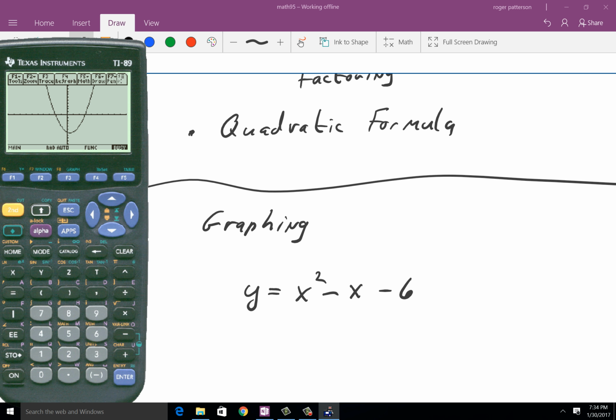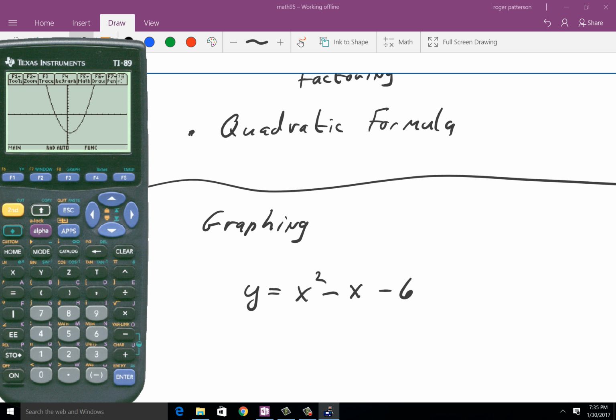Okay, so all these quadratics are going to give us a U shape. Whenever you see an x squared, you're going to get some type of a U-shaped graph. Either it's going to open up or it's going to open down, and I can kind of show you where that comes in, but you're going to get a U-shape.